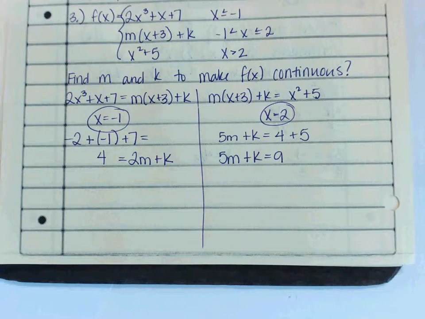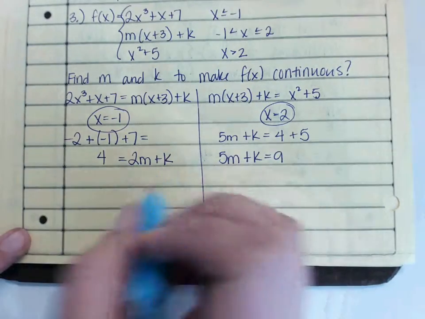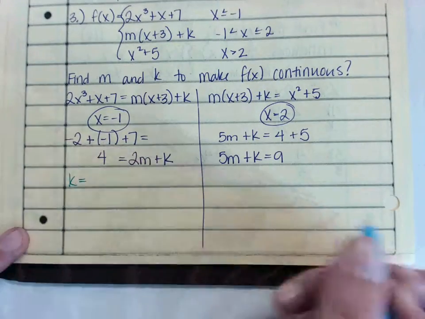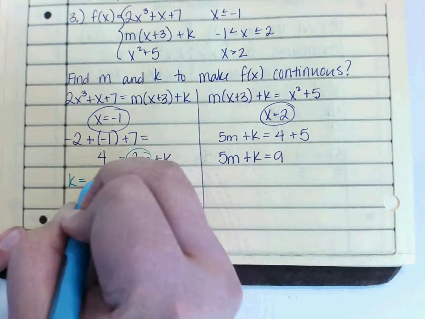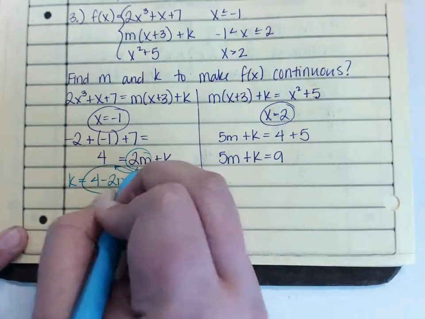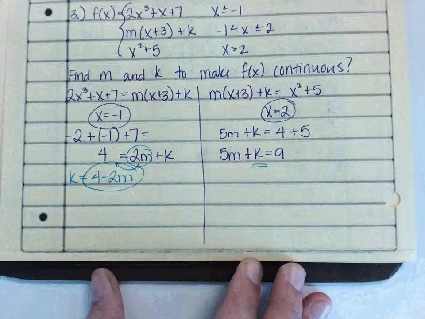No. So what we're going to do is I'm going to solve this one for k, and then I'm going to sub into the other one. Now, could you solve that one for k and sub in here? Sure, doesn't matter. Totally fine. So k equals what if I solve this one? Bring my 2m over. It's a 4 minus 2m.